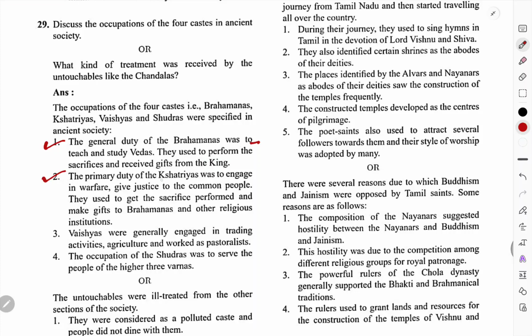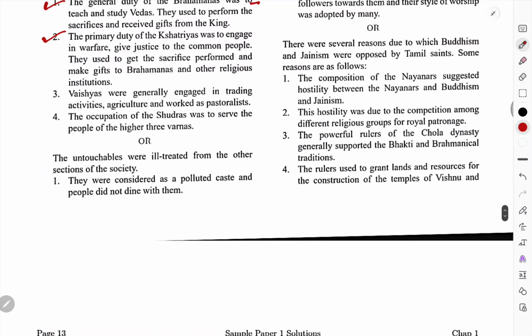The primary duty of the Kshatriyas was to engage in warfare and give justice to the common people, and they used to get sacrifices performed and make gifts to the Brahmins and other religious institutions. Vaishyas were generally engaged in trading activities, agriculture, and worked as pastoralists. The occupation of the Shudras was to serve the people in the higher three Varnas.